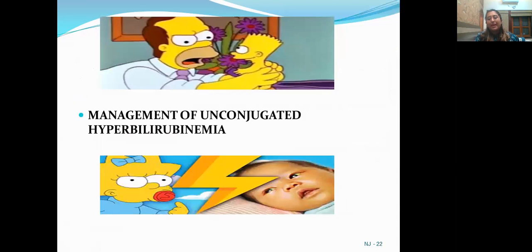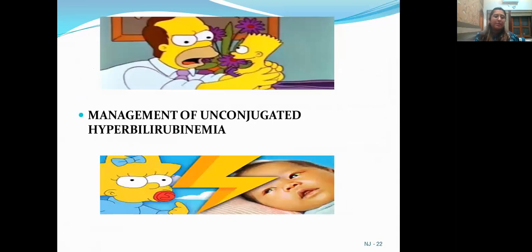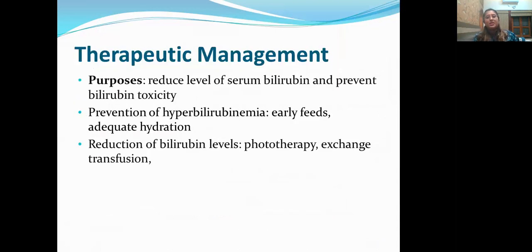So now coming to the management of unconjugated hyperbilirubinemia, which is our main focus, because unconjugated hyperbilirubinemia is the most common cause of jaundice in neonates. So firstly, therapeutic management. The purpose or the rationale is to reduce the level of serum bilirubin and prevent bilirubin toxicity. Prevention of hyperbilirubinemia can be done by early feeds and adequate hydration and ensuring proper stooling.